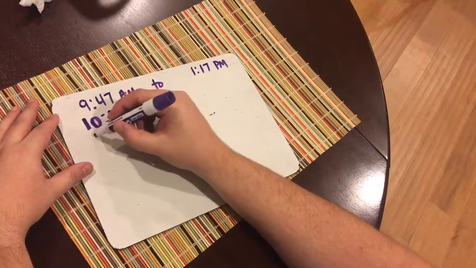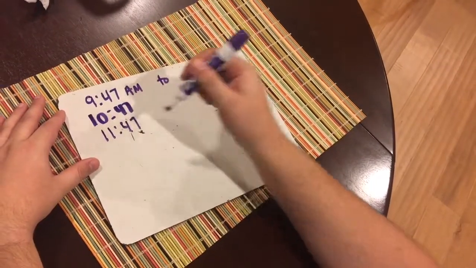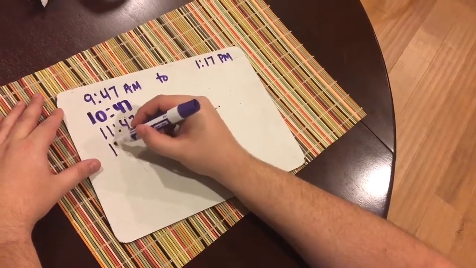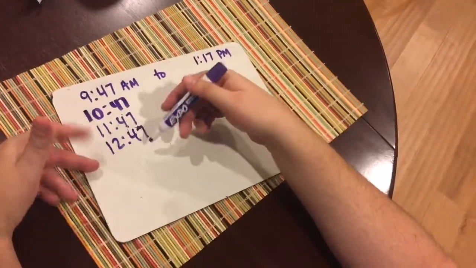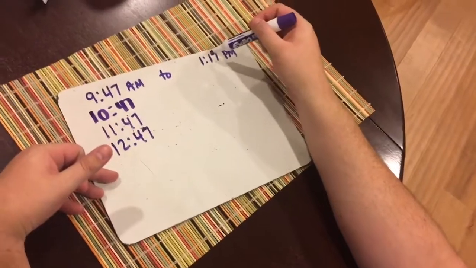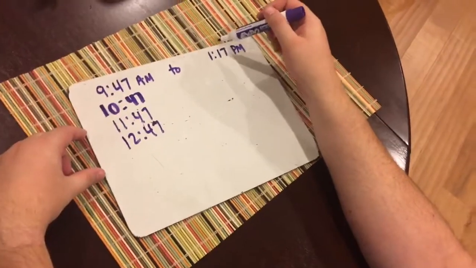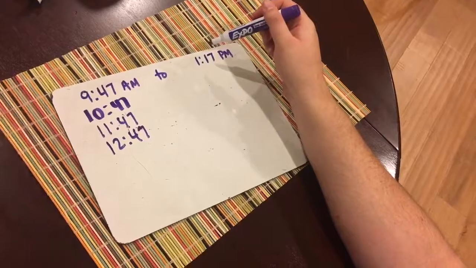10:47. Then we can make it to 11:47. Now we're crossing into PM time. We're at 12:47. Can I make it to 1:47? No, I can't, because that would be too big, because we'd be going past 1:17 p.m.